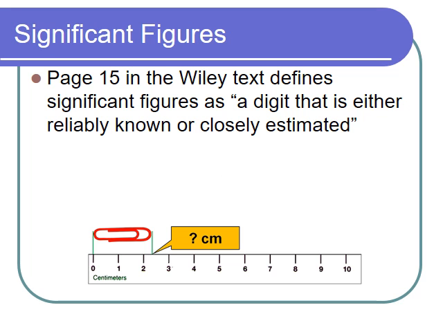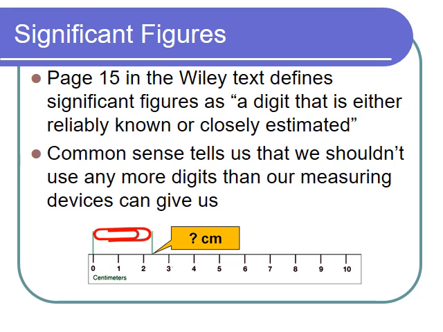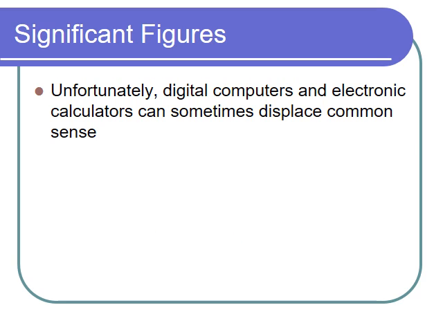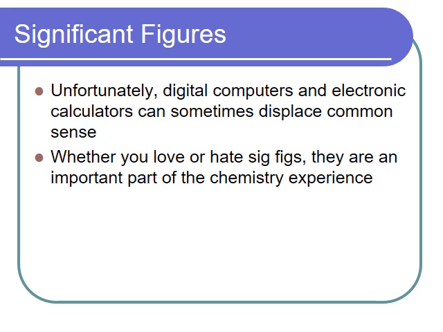So we express the numbers of our measurements in terms of significant figures. Wiley defines significant figures as a digit that is either reliably known or closely estimated. Common sense tells us that we shouldn't use any more digits than our measuring devices can give us. Unfortunately, devices like digital computers and electronic calculators can displace our common sense. They will display many more digits than reflect our measurement. Those extra digits are not significant. We don't want to display those. We don't want to write those in our answer.